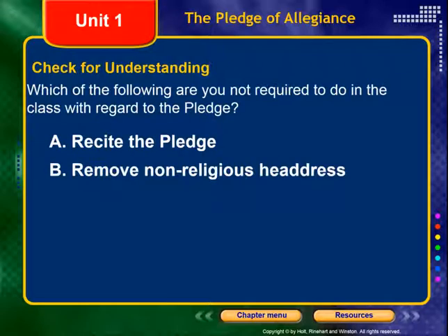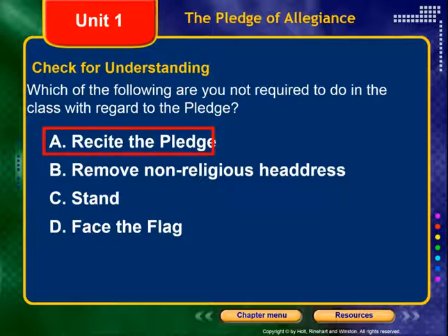Which of the following are you not required to do in class with regard to the pledge, right? So if you are wanting to pass, which of the following are you not required to do? Are you not required to recite? Are you not required to remove non-religious headdress? Are you not required to stand? Or are you not required to face the flag? You are not required to recite the pledge.